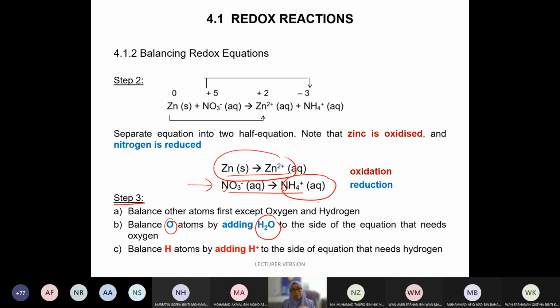Nanti kita tengok contoh sebab dia bagi statement ni dekat sini. Contoh dia dekat belakang. Okay, ingat. Nak balancekan oxygen, kena tambah H2O. And then, how about hydrogen? Okay, again, look at the reduction equation. Okay, on the product side, we have 4 hydrogen. But on the reactant side, we don't have hydrogen at all. Tak ada hydrogen. So, how do we balance this hydrogen? So, tapi untuk hydrogen, you kena tambah H+.